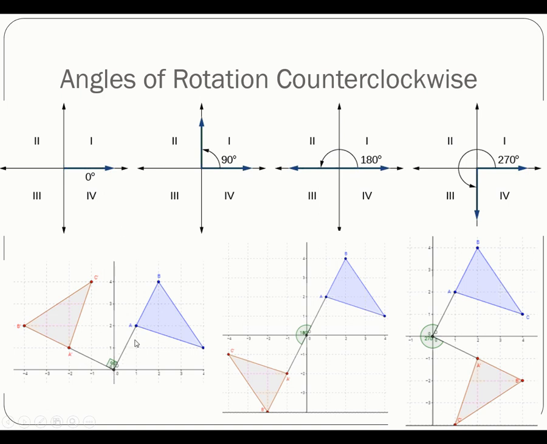A figure can also rotate 180 degrees, which is when it has rotated twice. Again, if I connect the pre-image point to the image point through the origin, it makes a 180-degree angle, which is a line. Lastly, when it rotates 1, 2, 3 times, that is when it has rotated 270 degrees. Again, when I connect point A and A prime through the origin, it creates that 270-degree angle. Up here I rotated clockwise, and down here counterclockwise, so be careful.